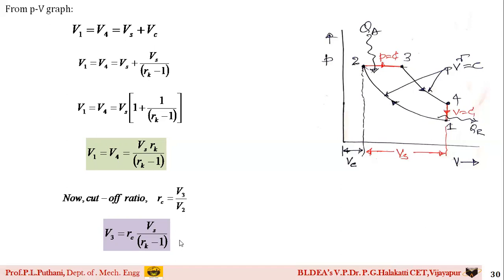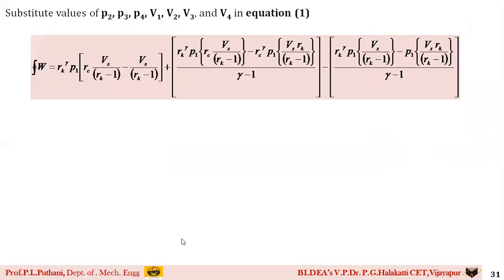Now what I will do is substitute the values of V3, V1, V4, V2, P2, P3, P4 in equation number 1, which is in this form. So I am substituting the values, and you can see I have got the equation in this form. Whatever the common terms are, if you observe carefully, you can take them outside, that is Vs is the common term. You can take the Vs term as common from all these brackets.